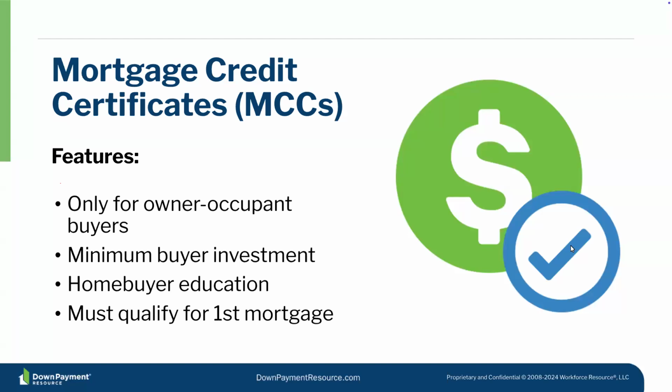The MCC offers a federal income tax credit of up to $2,000 per year. Eligible buyers must get an MCC prior to closing and then get to use it every year for the life of their mortgage. The MCC tax credit helps offset part of your mortgage interest costs, and you still get to deduct the rest of the mortgage interest you paid each year.